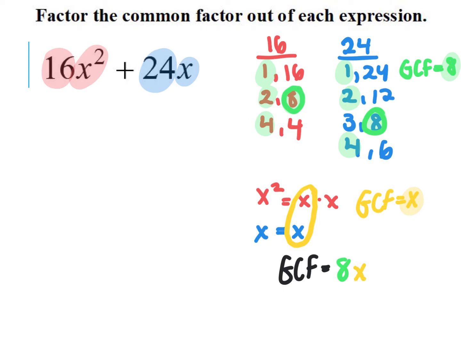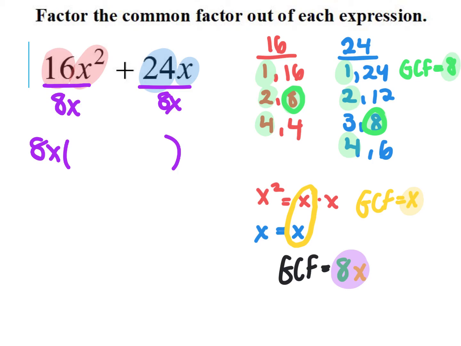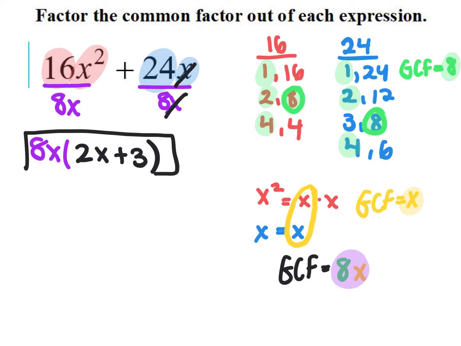Now what I have to do is take this greatest common factor of 8x and divide my original expression by it. So I'm going to divide both of these by 8x to factor it out and leave it in front of the parentheses. Now inside I divide, so 16 divided by 8 gives me 2, and x squared divided by x, I take away 1x, so I'm left with just x, plus 24 divided by 8 is 3, and these x's cancel. So my expression is just 8x times 2x plus 3.